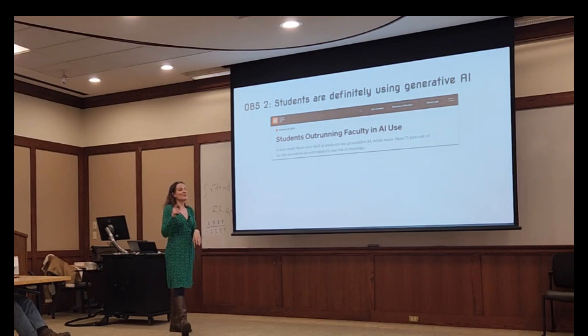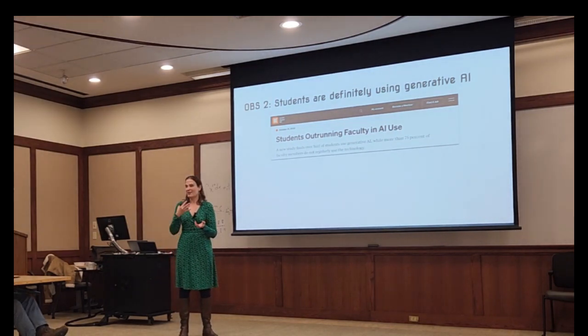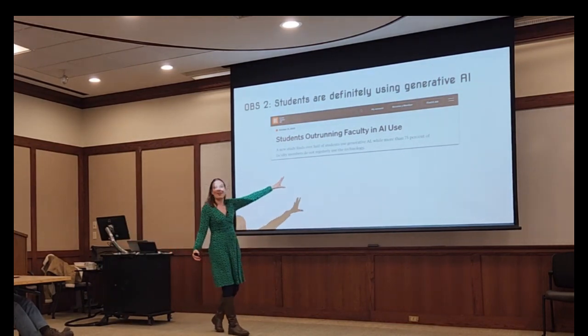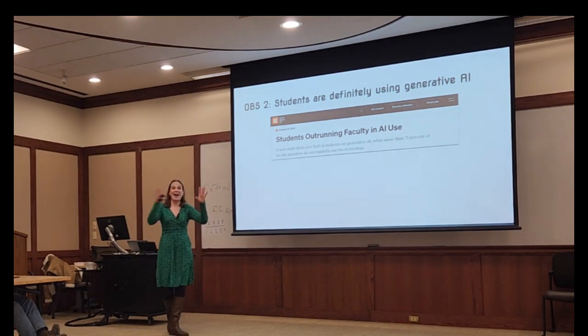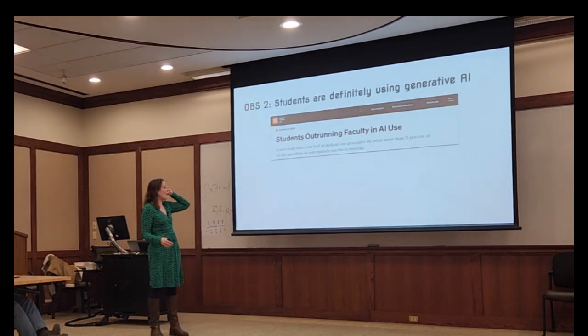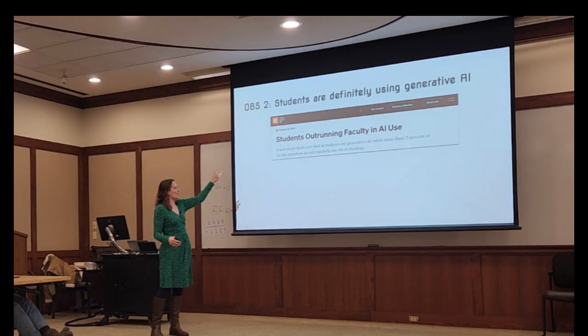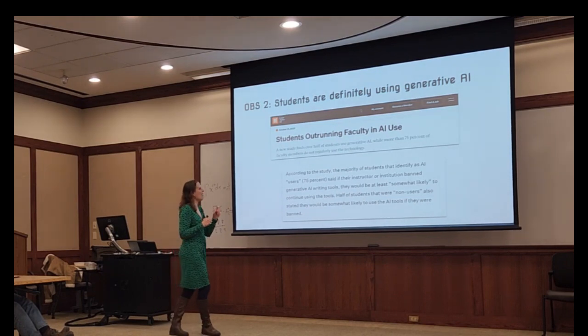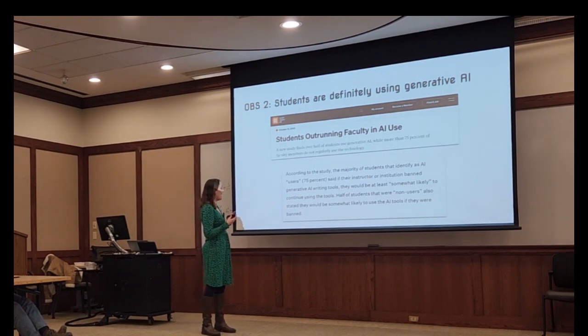All right, students are definitely using AI. This is observation number 2. Maybe not all of them. I just told you about one student who is not. All right, so observation 2, students are definitely using generative AI. Maybe not everybody. This is just from Inside Higher Ed on October 31st. Students outrunning faculty in AI use, according to the survey that they ran, 75%, the majority of students that identify as AI users, said if their instructor or institution banned generative AI writing tools, they would be at least somewhat likely to continue using the tools.